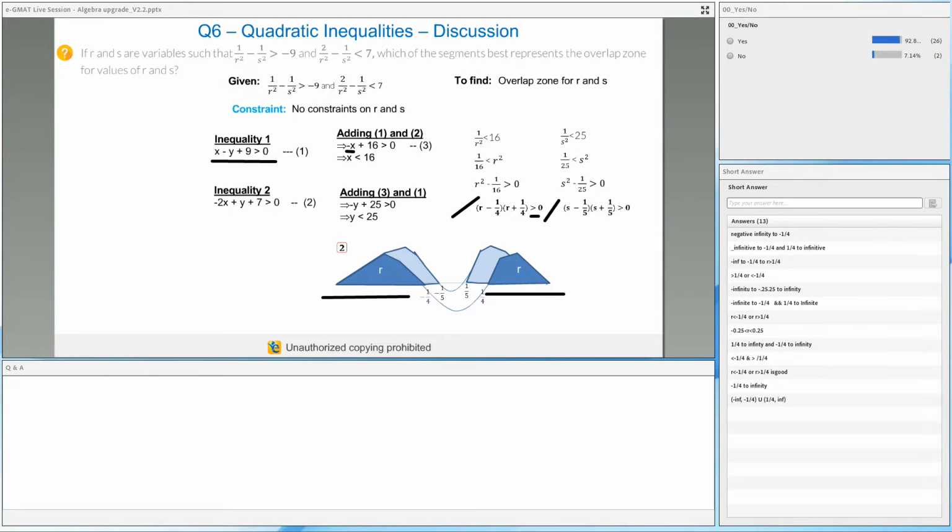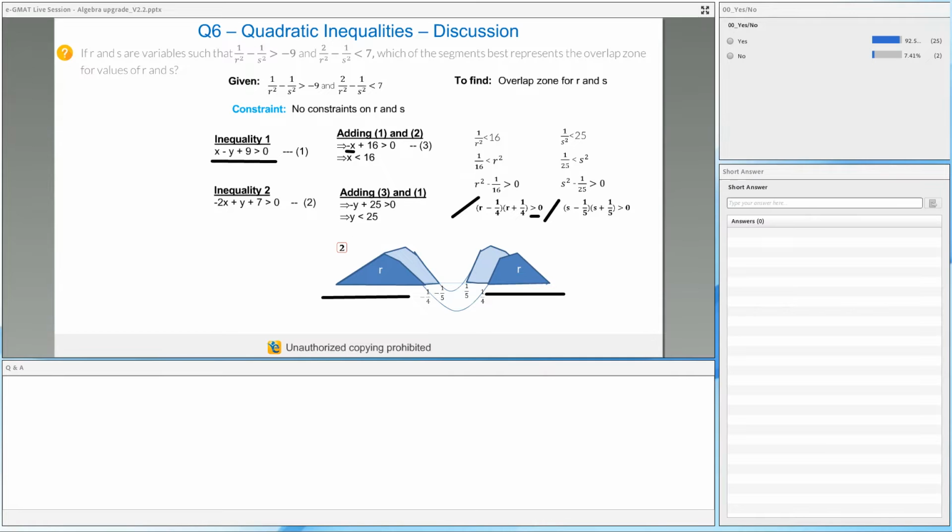Same will happen for s minus 1 by 5, s plus 1 by 5 greater than 0. In this case also, I'll get 1 by 5 to infinity and minus 1 by 5 till infinity. Now which value is greater, 1 by 4 or 1 by 5? You can see it in the graph, but I want you to say it. 1 by 4. Please keep this in mind. The 5 is in the denominator, so 1 by 5 is 0.2 and 1 by 4 is 0.25.